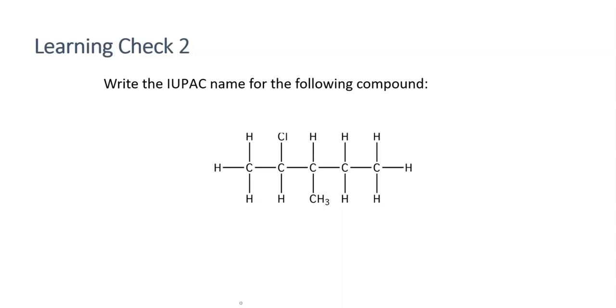First, pause the video and try to do this problem on your own. Once you have your answer, come back and check your answer. Okay, so to determine the longest carbon chain, I can say this has 5 carbons in its longest carbon chain. If I draw the chain, it will look like this. So this has to be a pentane.